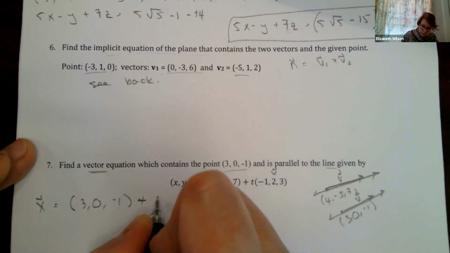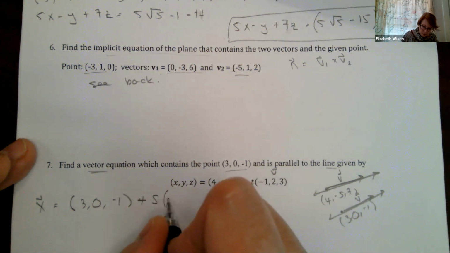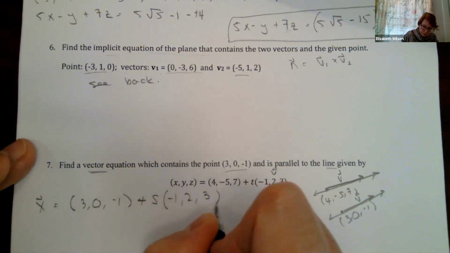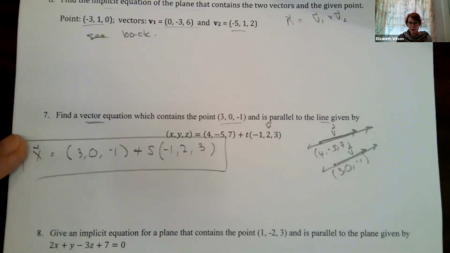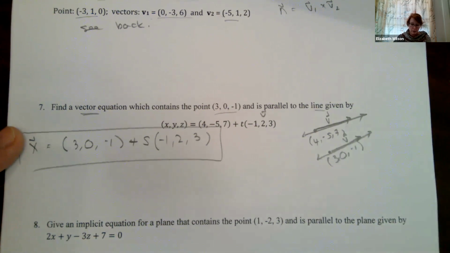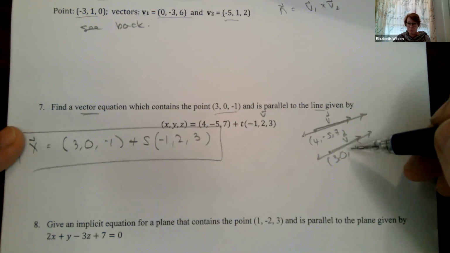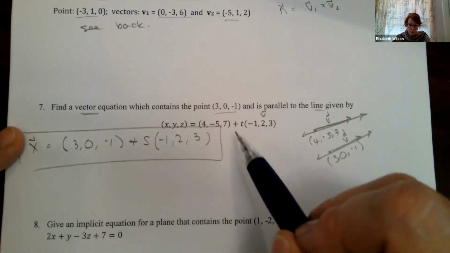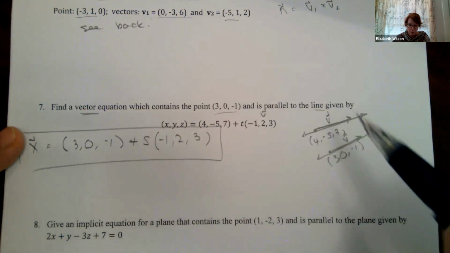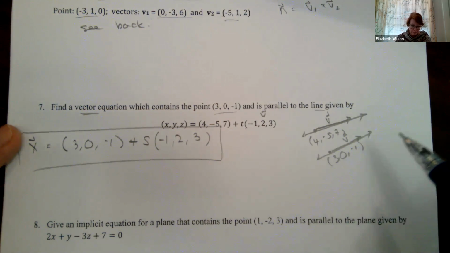I'm going to use a different parameter, S times. I had to read the question, see what they're asking me. They just wanted to come up with another vector equation. These two lines are parallel to each other, which means they have the same direction vector. They're scalar multiples of each other. Use a different parameter than the one given, and the point is different because it's a different reference point for our line.